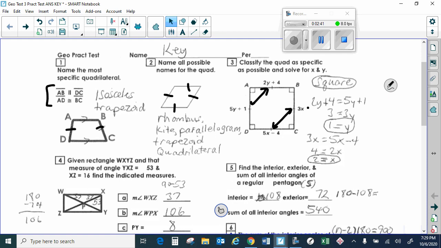Oh, I did do that right there. Okay, I did do that. I was thinking I did it with systems. No, I was smart and set those equal to each other.